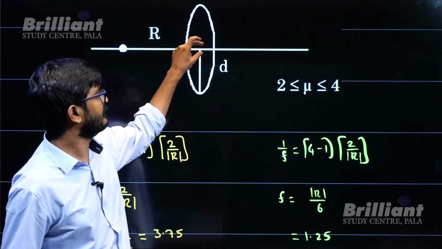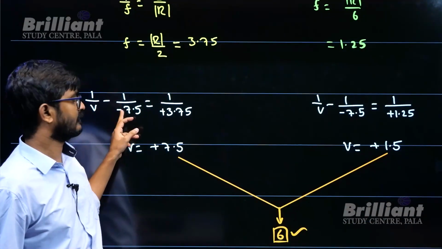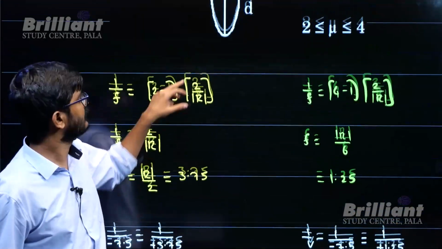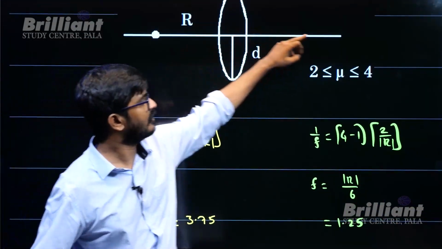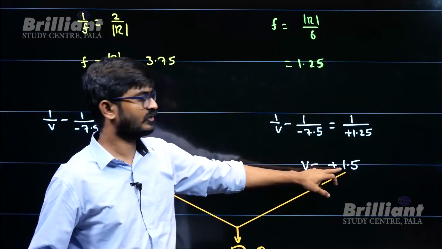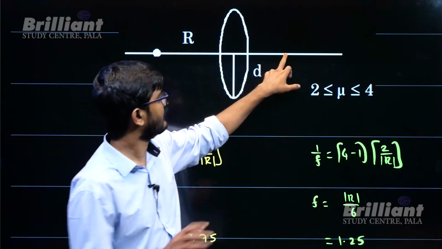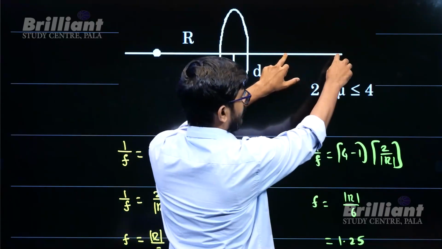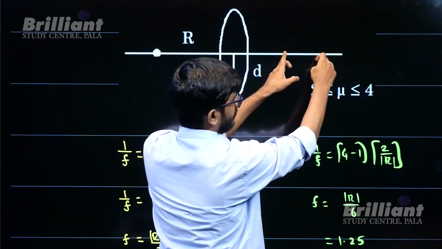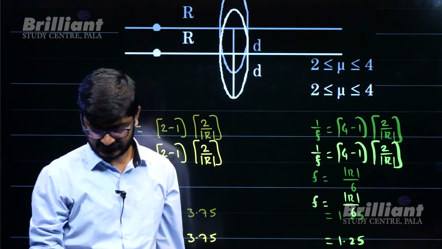Now, if I talk about the image because of this lens, where it will get formed, I will use 1 by v minus 1 by u equals 1 by f. So I will get v as 7.5. Because of the inner lens, image will be formed at 7.5. Because of the outer lens, image is going to form at 1.5. For the remaining lens, the image will be formed in between, so between 1.5 and 7.5. So this spread image will be of length 6.